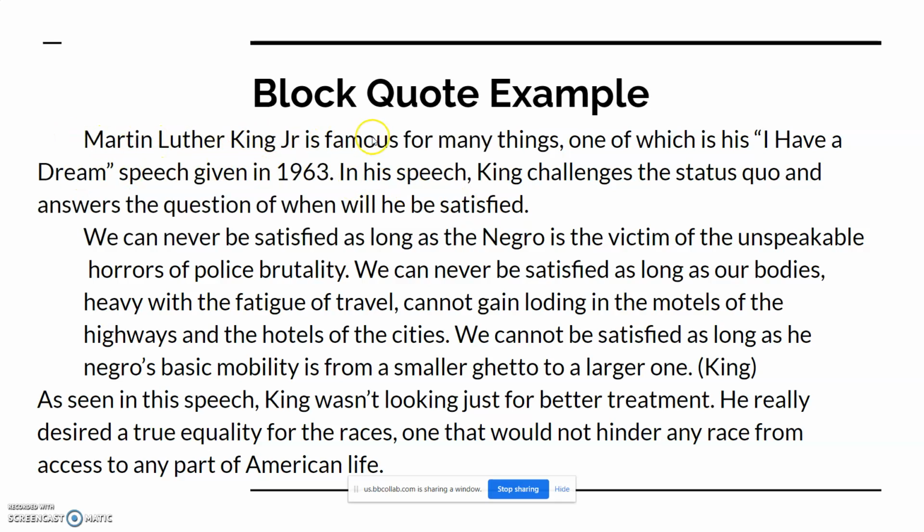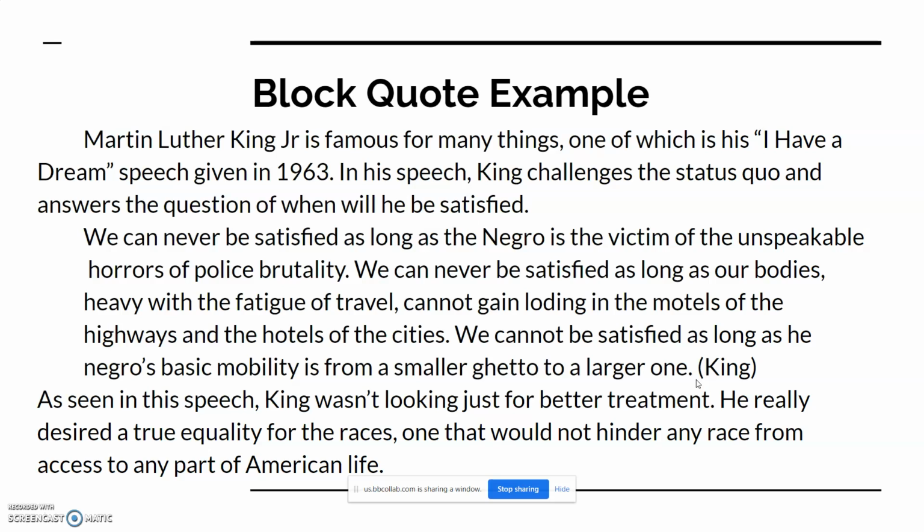Martin Luther King Jr. is famous for many things, one of which is his I Have a Dream speech given in 1963. In his speech, King challenges the status quo and answers the question of when will he be satisfied. So then we can see here, I've indented everything over by using the tab button, so it's equal with my indent up top, and there's no quotation marks. That's because when I indent a quote like this, it doesn't need quotation marks. MLA says we obviously know this is what it is. And then my citation goes after the period.